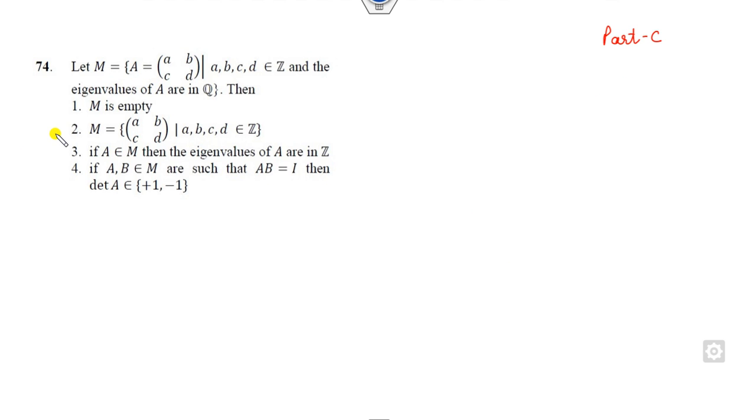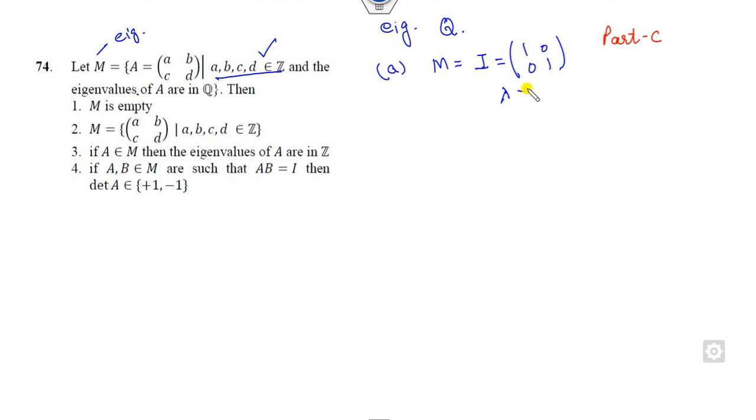Okay, now look at another question, again related to a given matrix. We will think about the eigenvalues. What is given to you? M is any matrix with a, b, c, d integers. Eigenvalues are in Q. Then M is empty. I think that is again a wrong option. If I consider M as the matrix 1, 1, 0, 0, where a, b, c, d are integers, what are the eigenvalues? Eigenvalues are 1, 1, which are also part of Q. So M is non-empty. So that option is cancelled out.